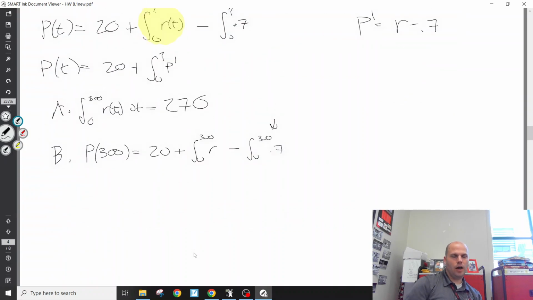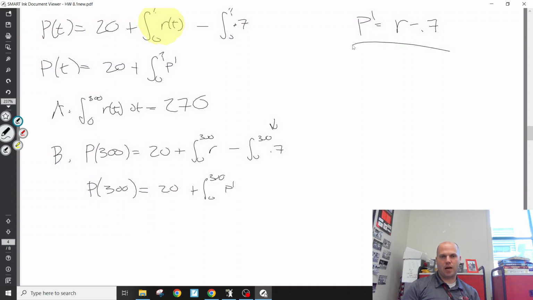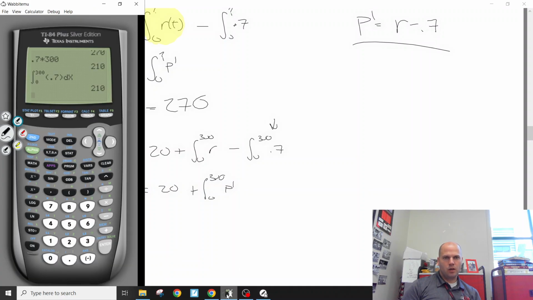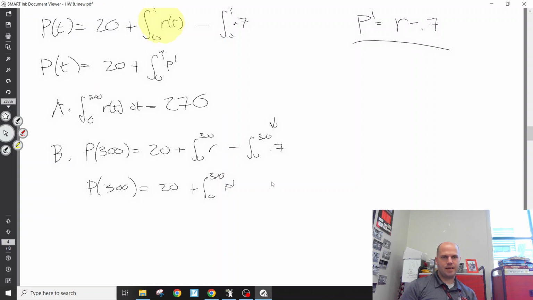Or, if you want to, P of 300 is equal to 20 plus the integral from 0 to 300 of P prime. As long as you have P prime written down somewhere, this is perfect. Let's show both ways. Math 9, 0 to 300 of R. We already did, that was 270. Minus 0 to 300 of 0.7, that's 210, so I'm going to get 80. This is doing it separately.